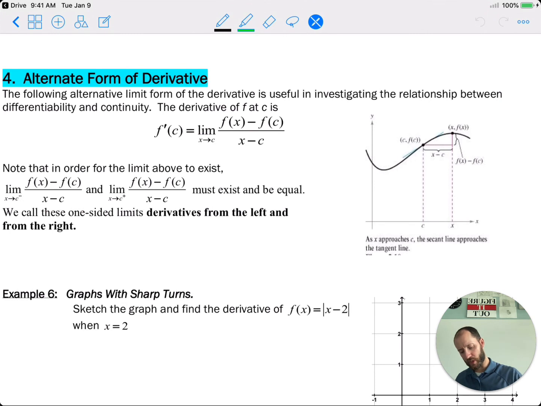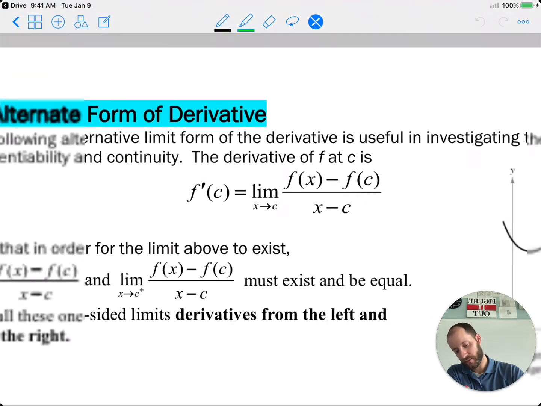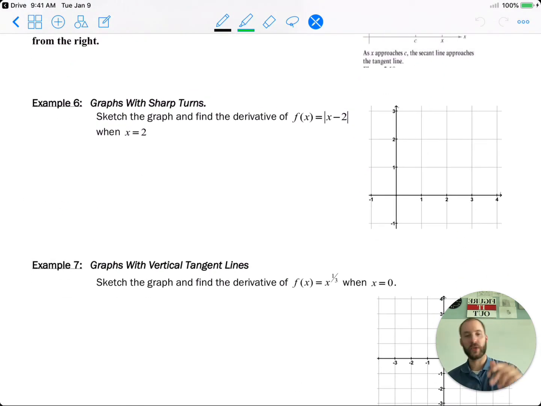One more page we're looking at in this section video is the alternate form of the derivative. Sometimes this alternate form comes up: f of x, the function, minus f of c, the function at the point, over x minus c. Note that in order for the limit above to exist, both one-sided limits must exist. So a lot of what we're looking at, you can use two one-sided limits to look at it. For example, graphs with sharp turns.